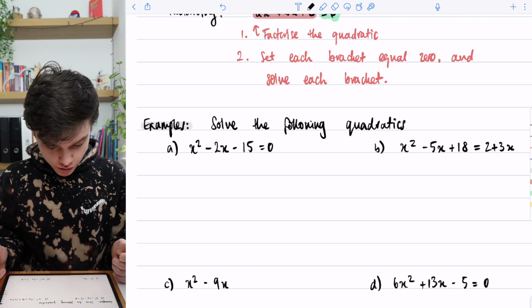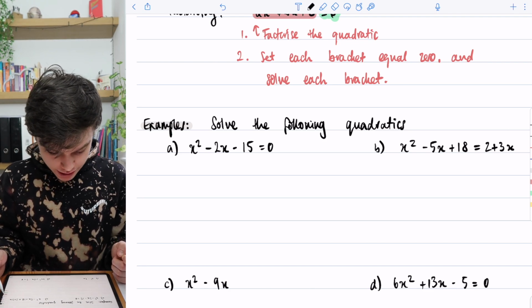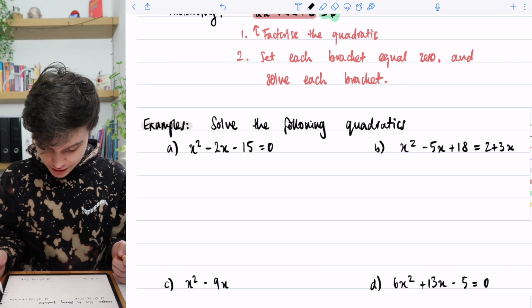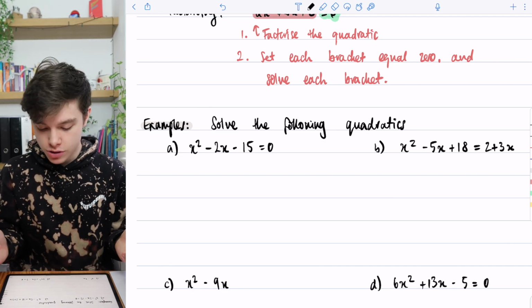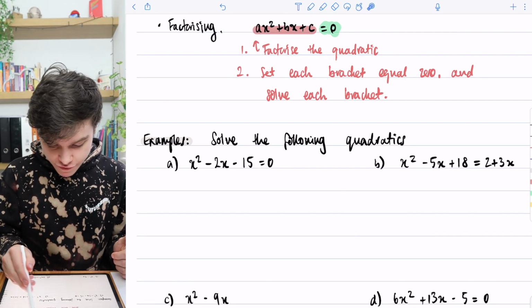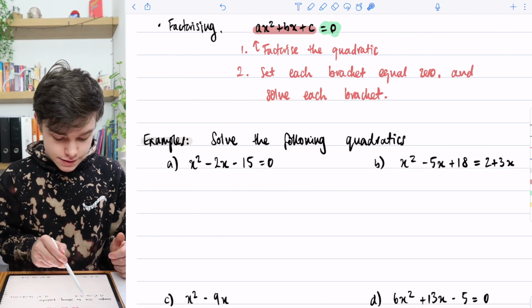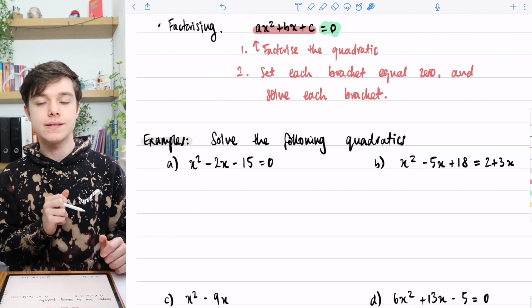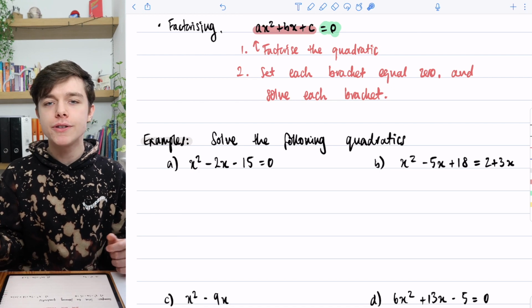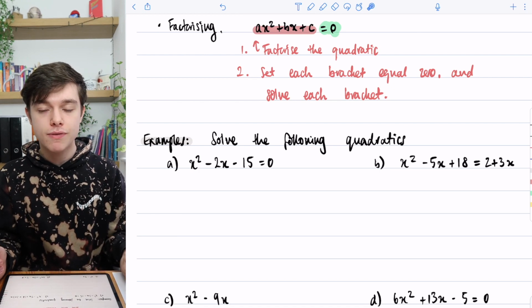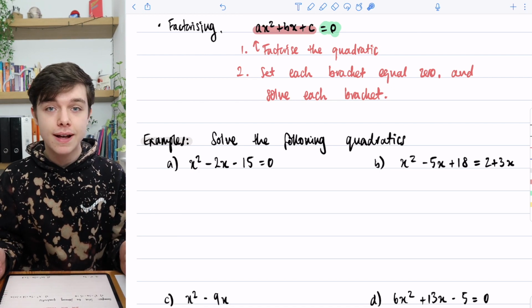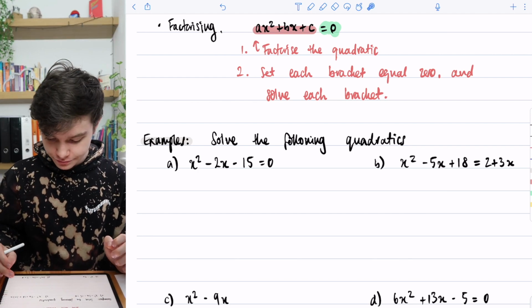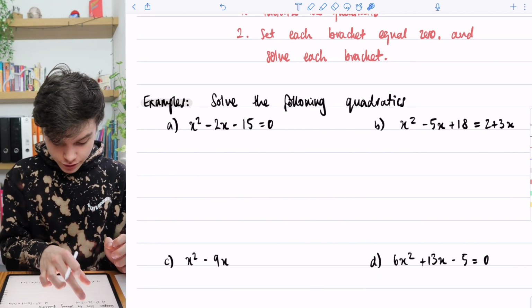Hopefully you've pressed pause. Let's have a go. So what we need to do is solve these, and it doesn't really tell us how to solve, but because I've just gone through factorising, it's probably best to factorise these quadratics. In a minute, we'll have a look at what happens when we can't factorise the quadratics, because not every quadratic is factorisable. Okay, so let's have a look at A.